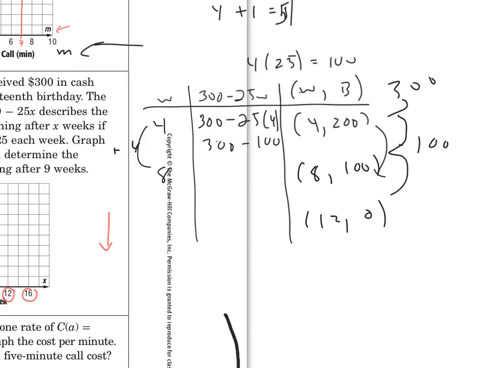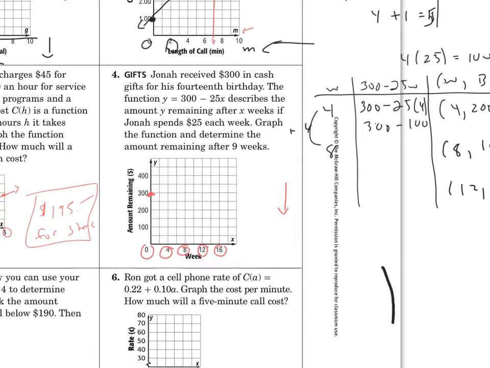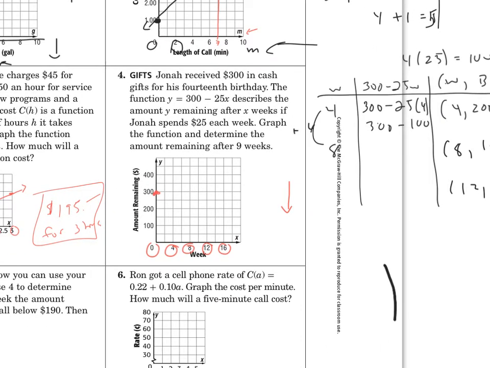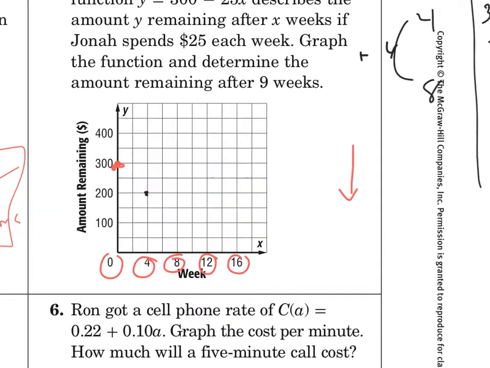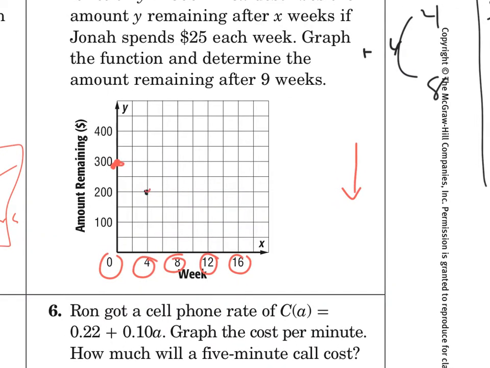That makes sense. So what we want to do then is graph this. At 4 weeks, he should have $200 left. And let me switch to red. At 8 weeks, he should have $100 left. And then at 12 weeks, he should have absolutely nothing left. And that's how you graph it, as you connect all those dots. The next thing it says is graph the function, so that's the answer to the graph.